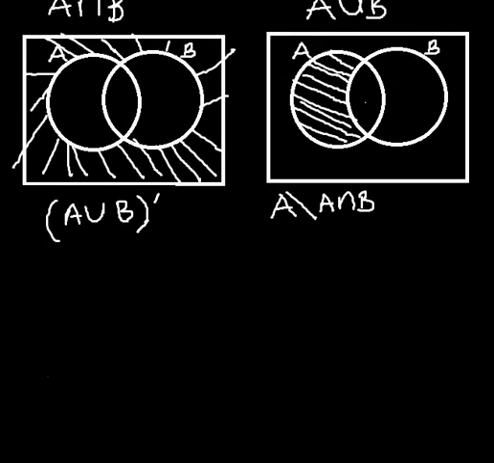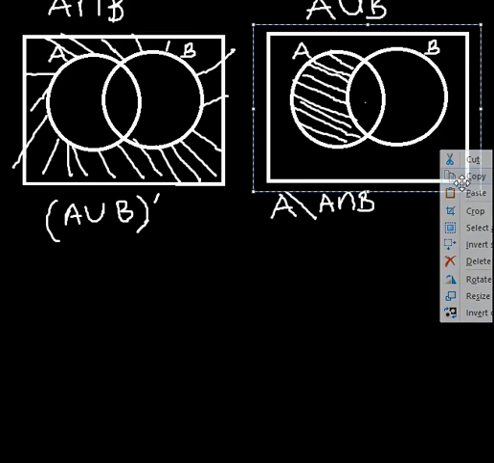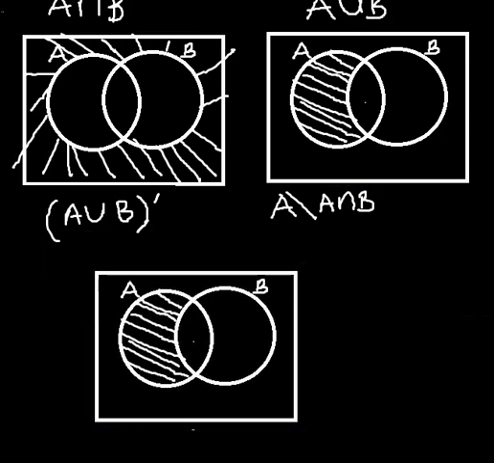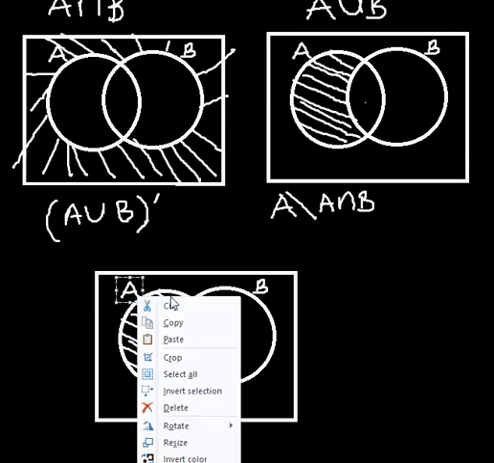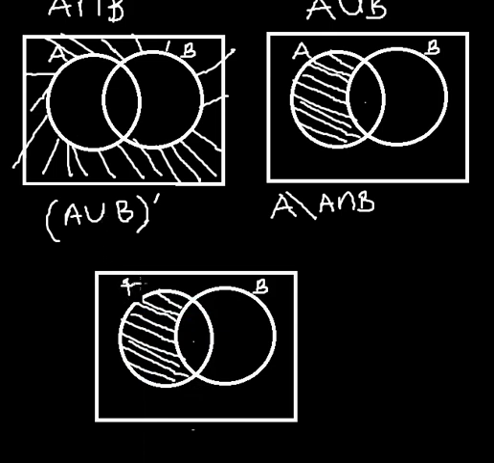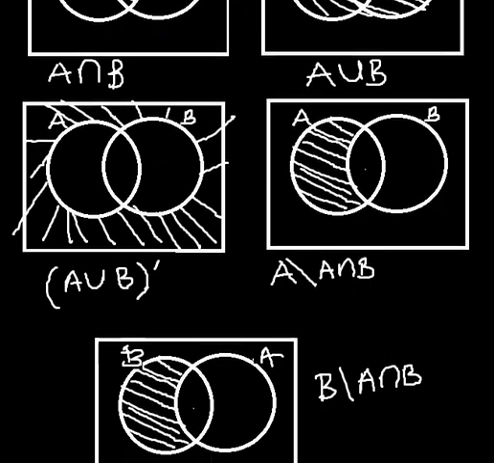And vice versa, I can also do it the other way around, where I shade only B. If this is B and this is A, then the shaded part is going to be B minus A intersection B. All right, so these are basically the Venn diagrams for two sets.